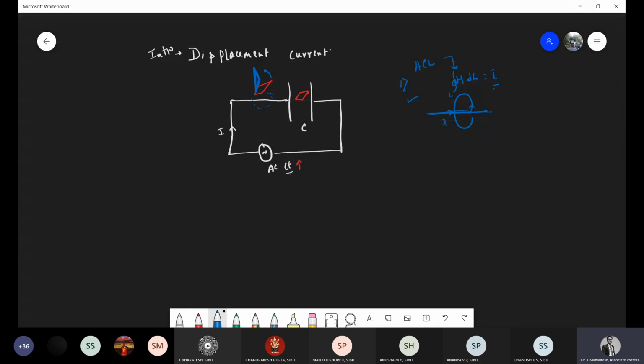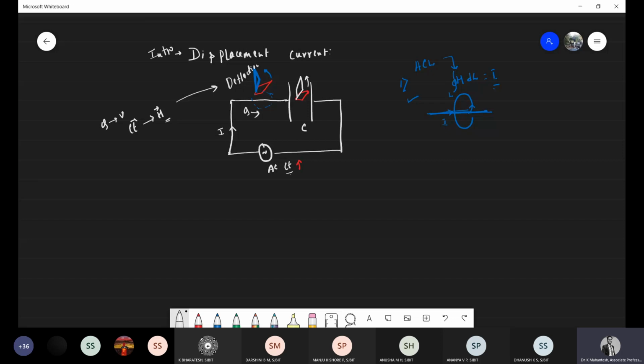Now, surprisingly, I could see there is a deflection of the magnetic needle inside the capacitor as well. This deflection, as per the laws of physics, you have charges in motion. Charges in motion produce what? Charges in motion produce current, and the current produces a magnetic field. Due to this magnetic field, there was a deflection.